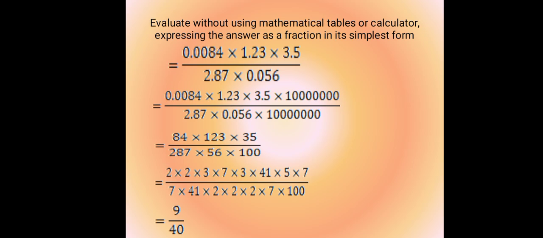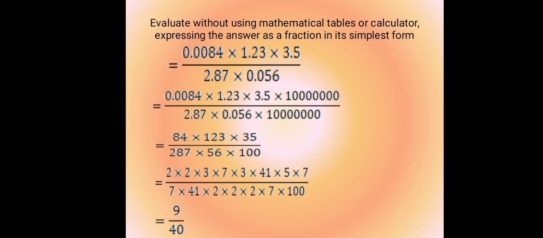Evaluate without using mathematical tables or a calculator, expressing the answer as a fraction in its simplest form. Now this is easy to evaluate because everything is multiplication. We can remove the decimal places. It is simpler to work with numbers that don't have decimal places by multiplying by 10 million, because we have at least how many decimal places? 1 2 3 4 5 6 7. We have at least 7 decimal places for the numerator. So to remove all of them, we need a number that has 7 zeros.